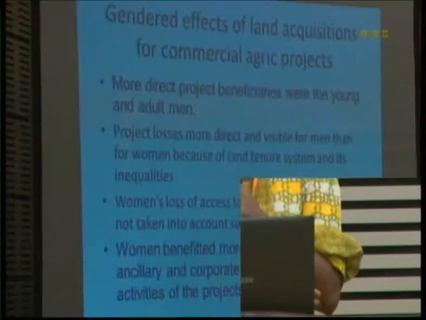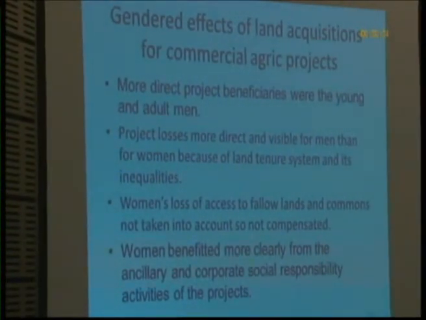And all the research which has taken place so far, and it's a growing body of work, has shown that the most direct beneficiaries of agriculture commercialization projects are young and adult men. And that when project losses are being discussed, they seem to be more direct and visible for men than women because of the land tenure system.